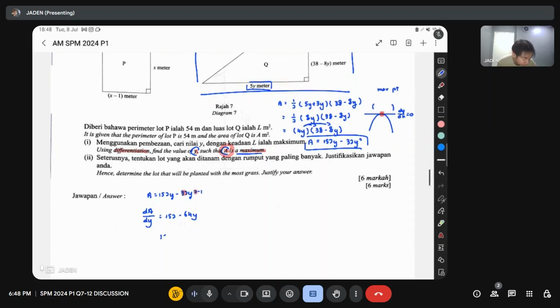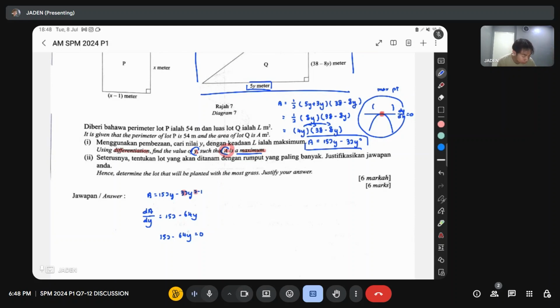Okay, now what do we do with this? We take 152 minus 64y equal to 0 because that is when my area is maximum. That is where my area is maximum. Same goes to here. As I tell you, we have a curve, the maximum point, a straight line. That is where my dy/dx equals 0. So it actually aligns with the concept. So 152 minus 64y equals 0. This is when your area is maximum. You are trying to form an equation that relates to the maximum of area.